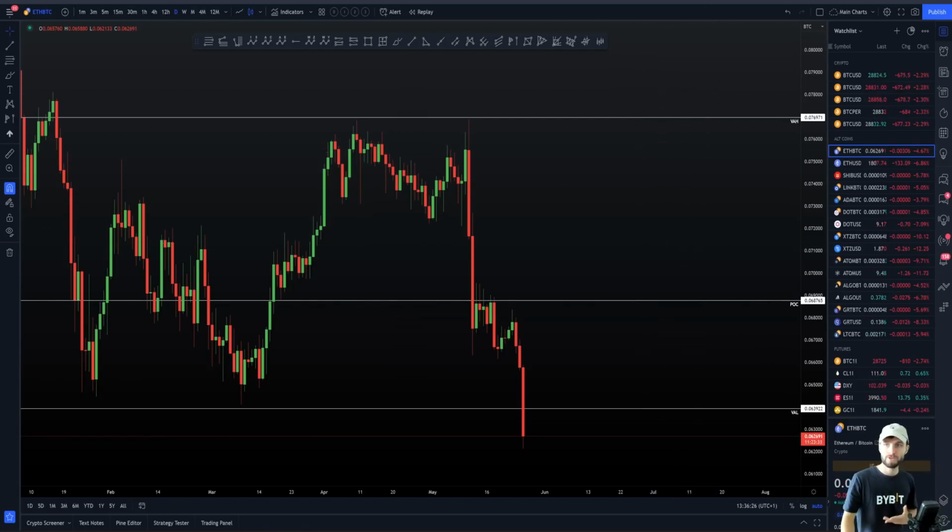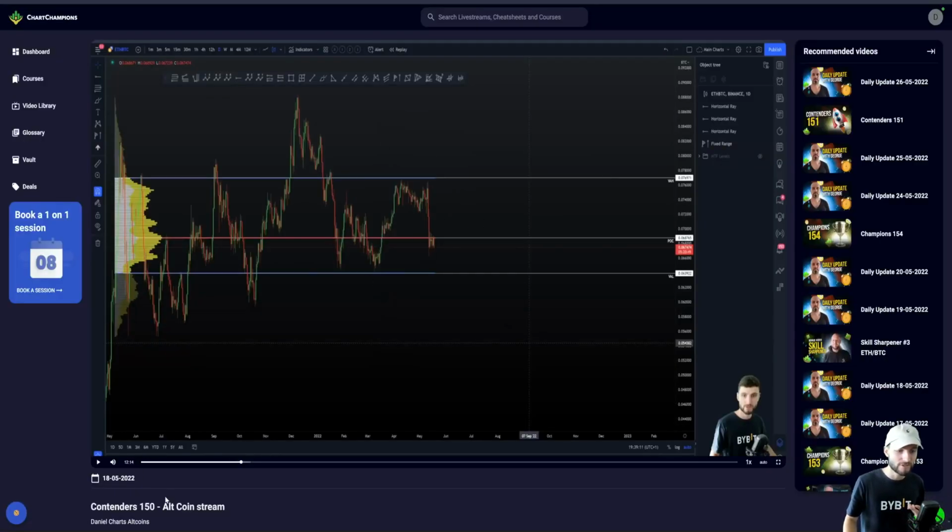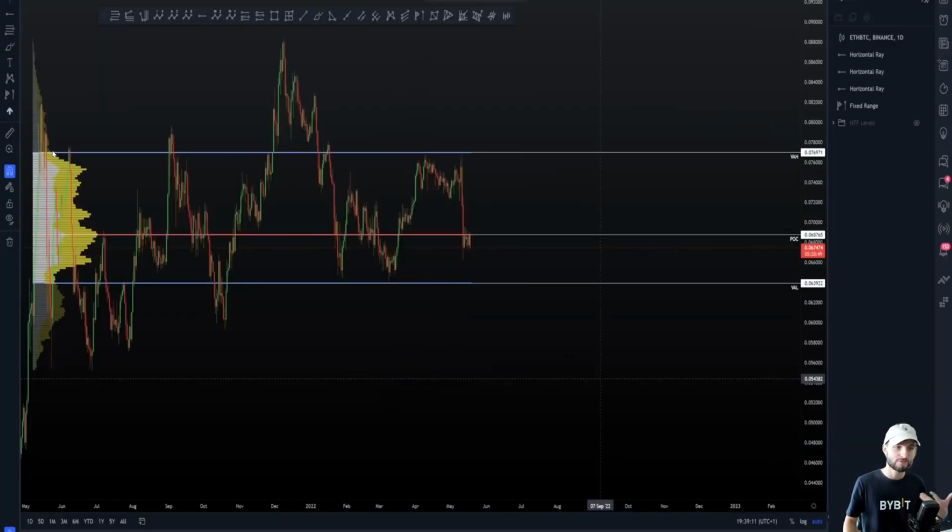Okay, I just want to bring your attention to a video. I literally made this video back on the 18th, so just over 1 week ago. It was a contenders live stream where, as you can see here, this was the value area pull that I did of the fixed range, marking out the exact level of the value area high, point of control, and value area low. So you can see this is where I got these levels from.